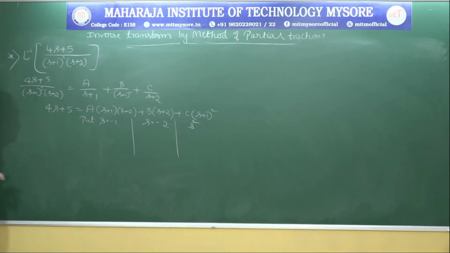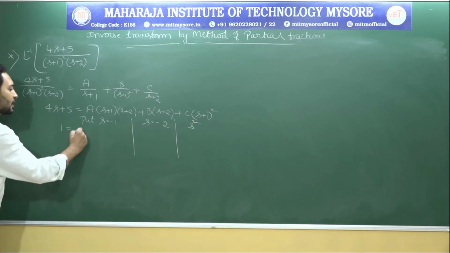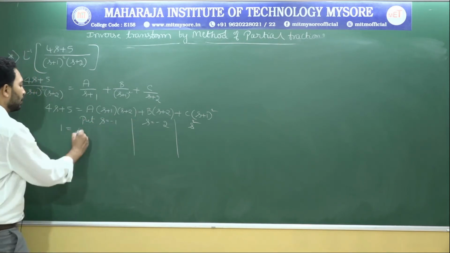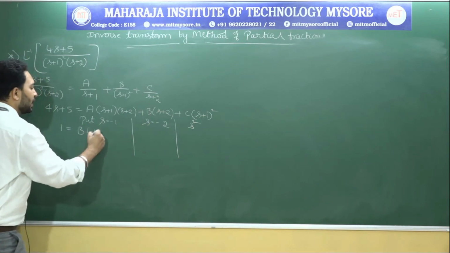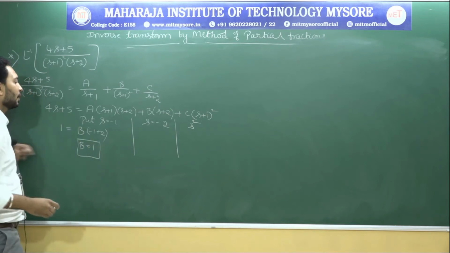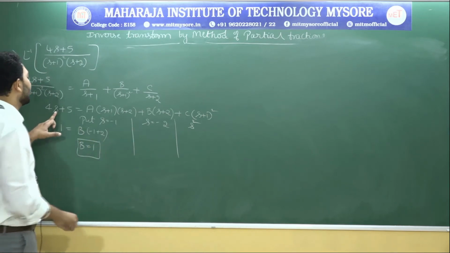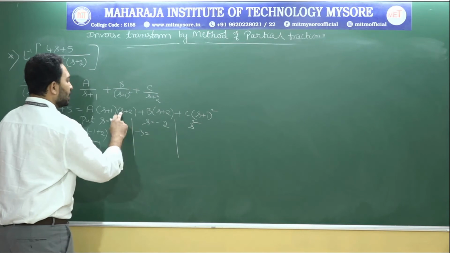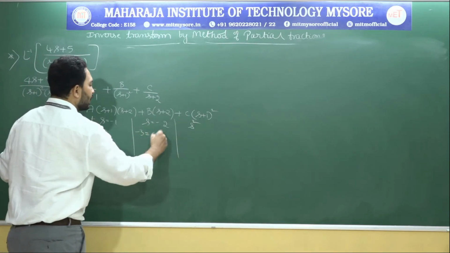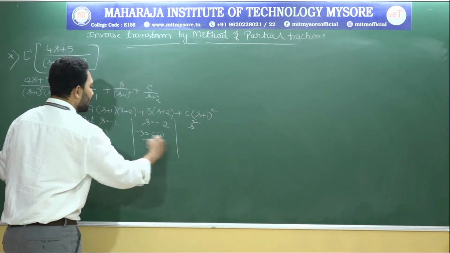If I put s equals minus 1, then 4 into minus 1 is minus 4, plus 5, 1 equals A into 0, plus B into (minus 1 plus 2). Minus 1 plus 2 is plus 1, so B equals 1. Put s equals minus 2: minus 8 plus 5, minus 3 equals 0, 0, and the C term, where minus 2 plus 1 is minus 1, so C equals minus 3.